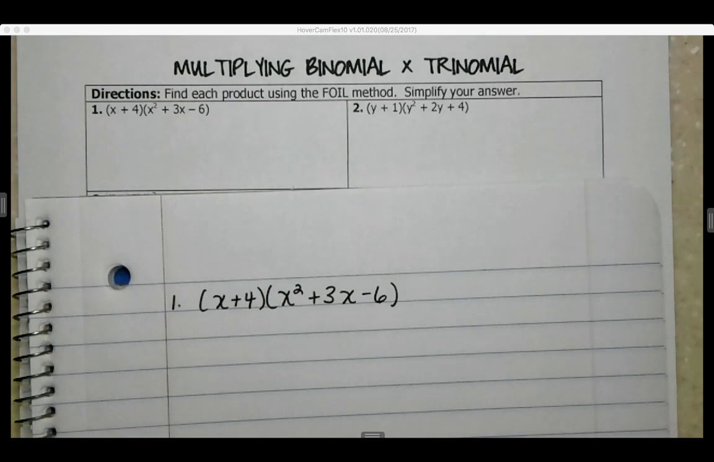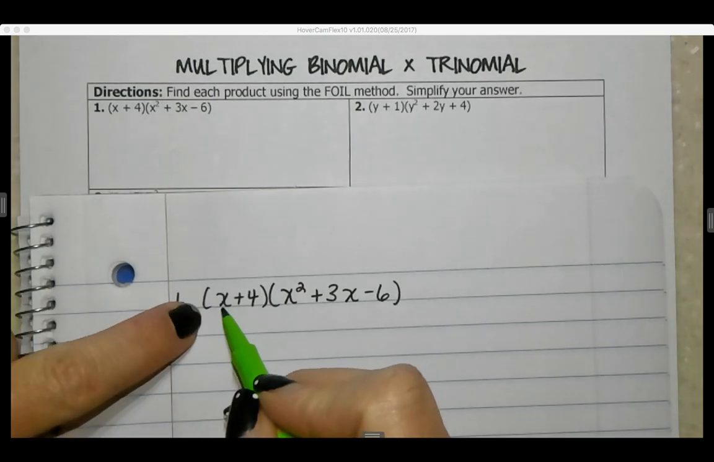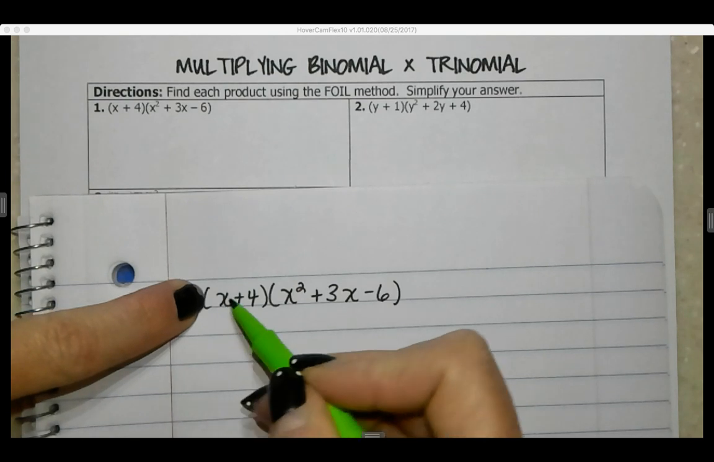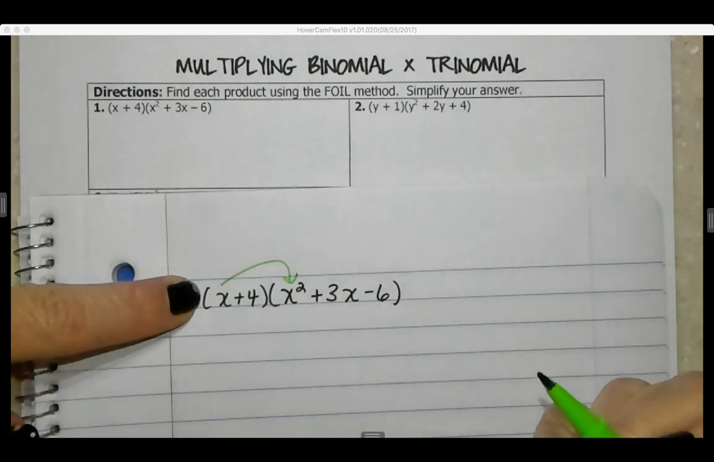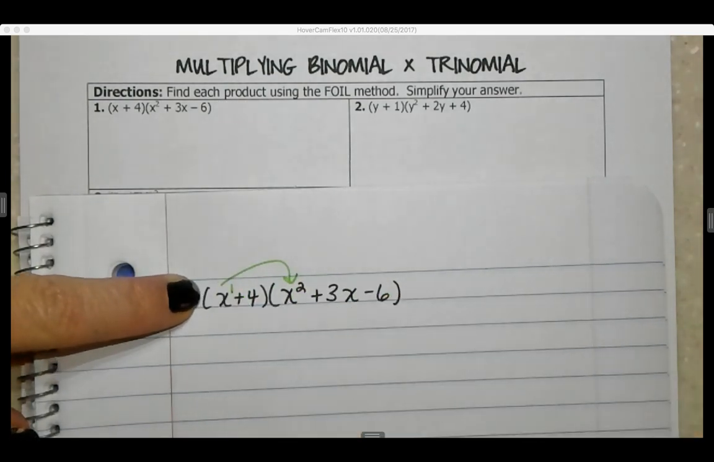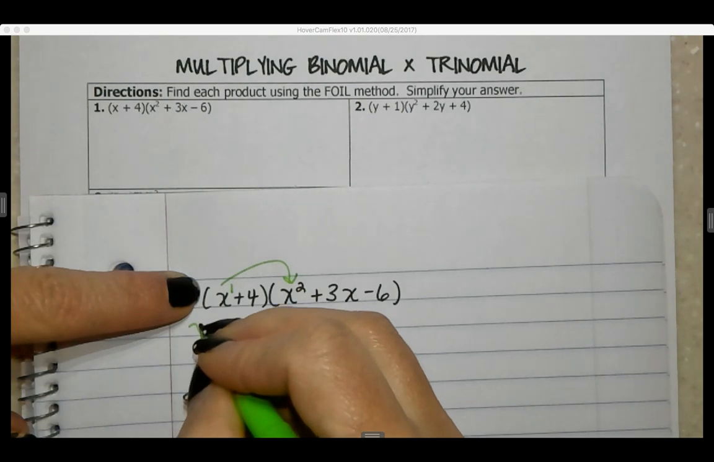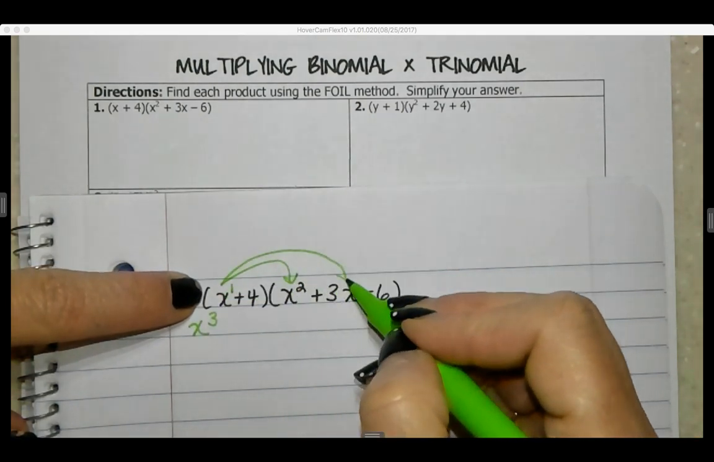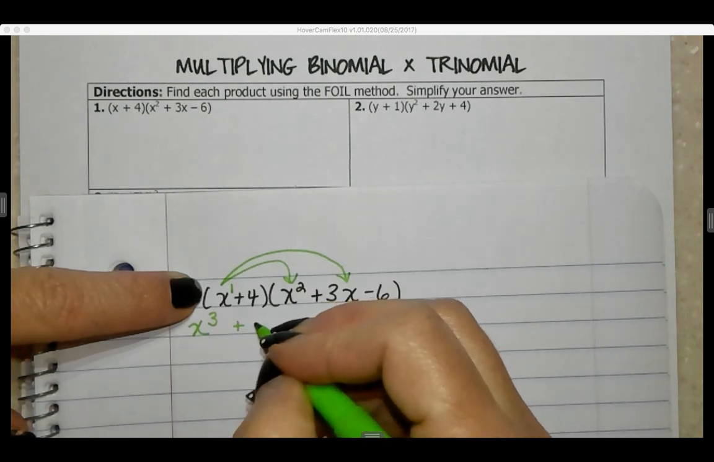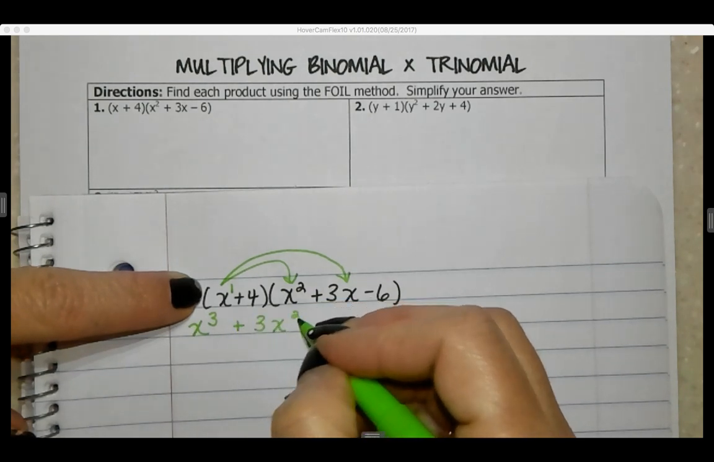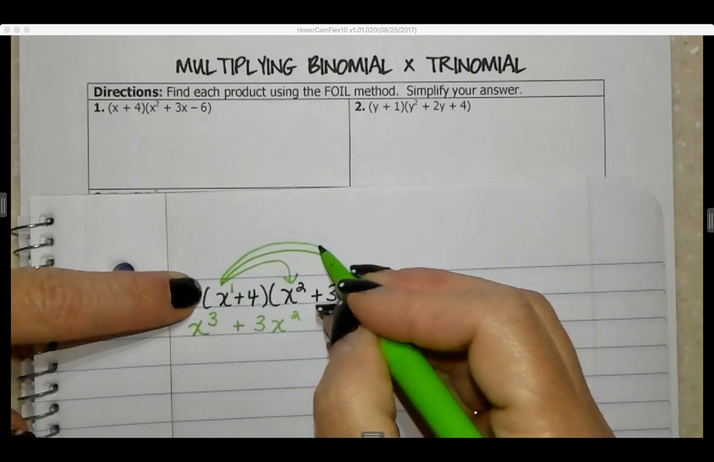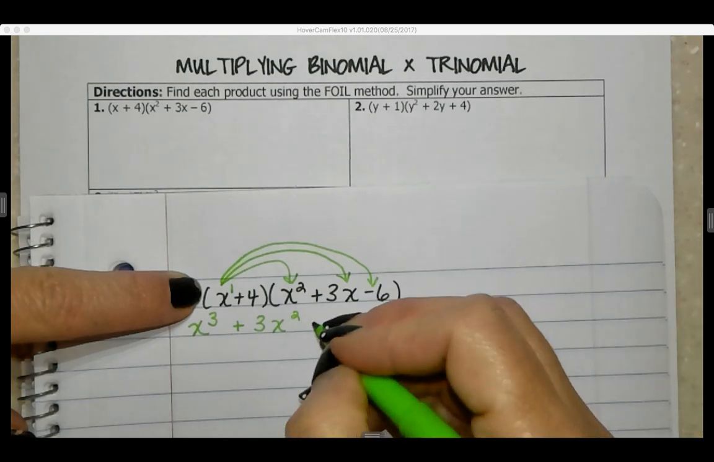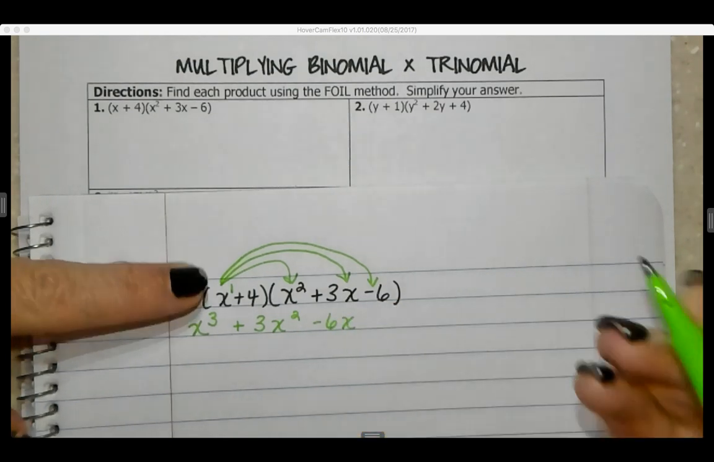Here we go. We're going to focus on the x first. So x from here times x squared. Remember, this is x to the first power. So that's x to the third. Now this x times that positive 3x makes plus 3x squared. And the x times that negative 6 makes minus 6x.